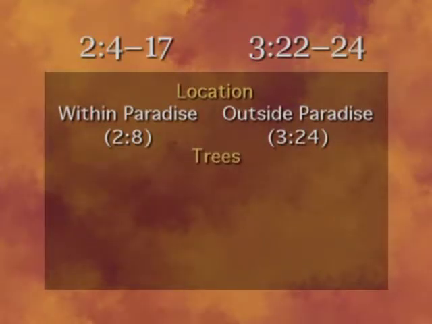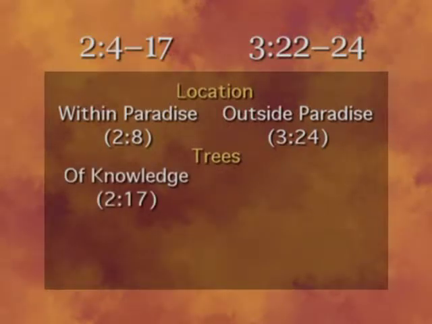A second difference is the focus in each section on the special trees of the garden. Although chapter 2 verses 4 through 17 mentions two trees, the tree of life and the tree of the knowledge of good and evil, by the time we come to chapter 2 verse 17, attention moves just to the one tree, the tree of knowledge. This tree held the power to give human beings the experiential knowledge of goodness and sin. It could open their eyes to see things that they had not seen before.